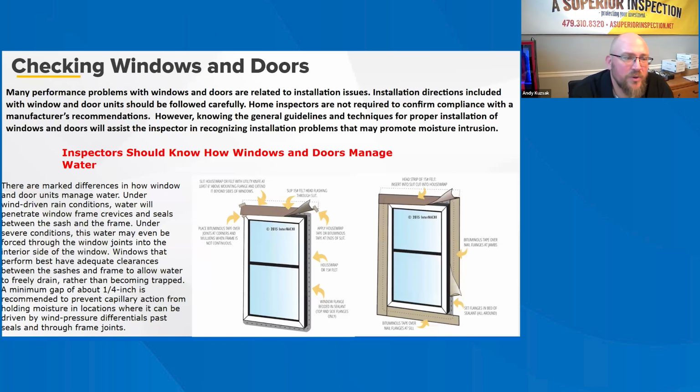There are marked differences in how window and door units manage water. Under wind-driven rain conditions, water will penetrate window frame crevices and seals between the sash and the frame. Under severe conditions, this water may even be forced through the window joints into the interior side of the window. Windows that perform best have adequate clearances between the sashes and the frame to allow water to freely drain rather than become trapped. A minimum gap of 1/4 inch is recommended to prevent capillary action from holding moisture in locations where it can be driven by wind pressure differentials past seals and through frame joints.